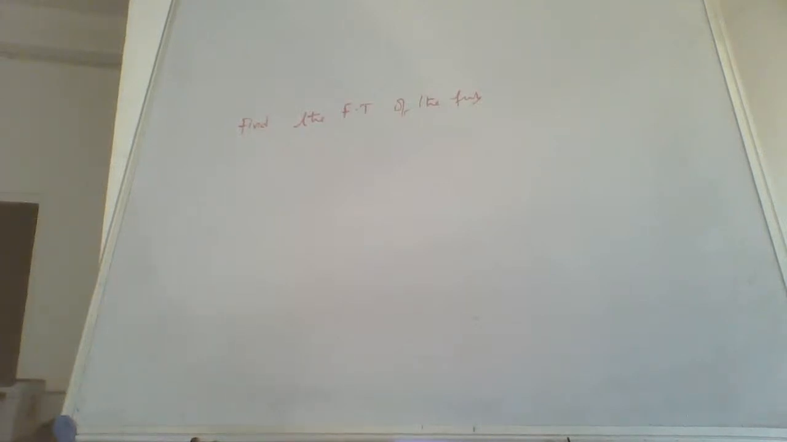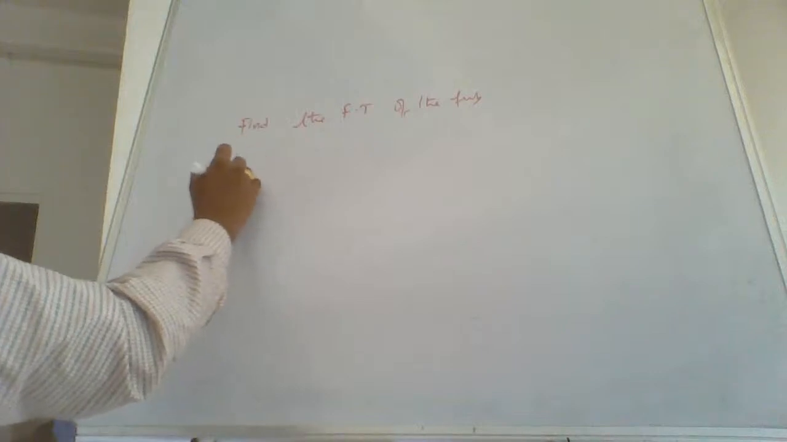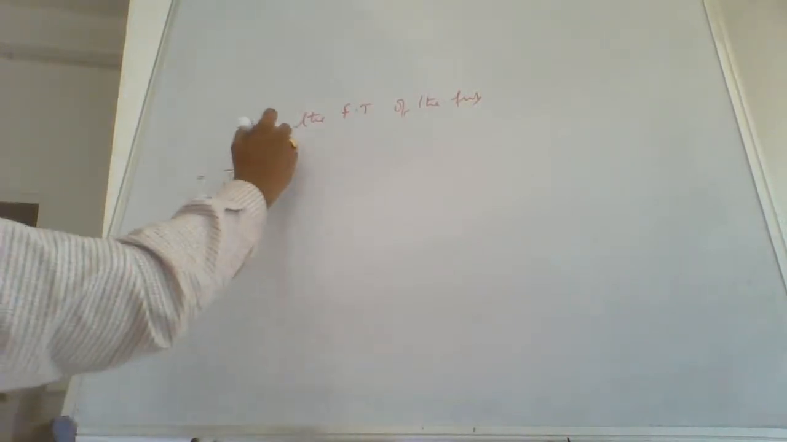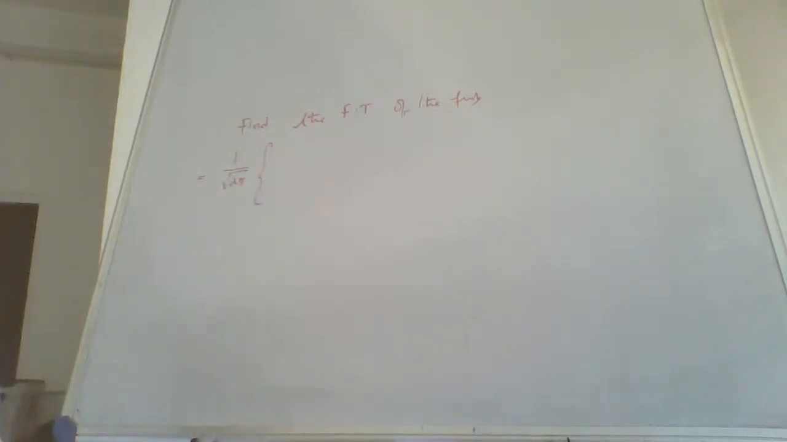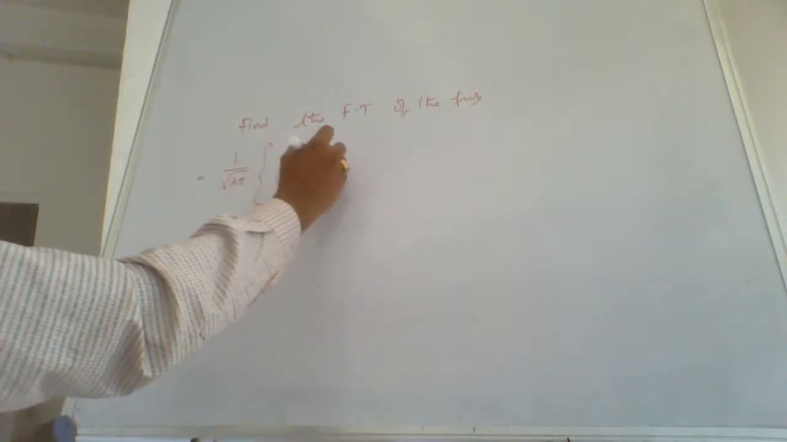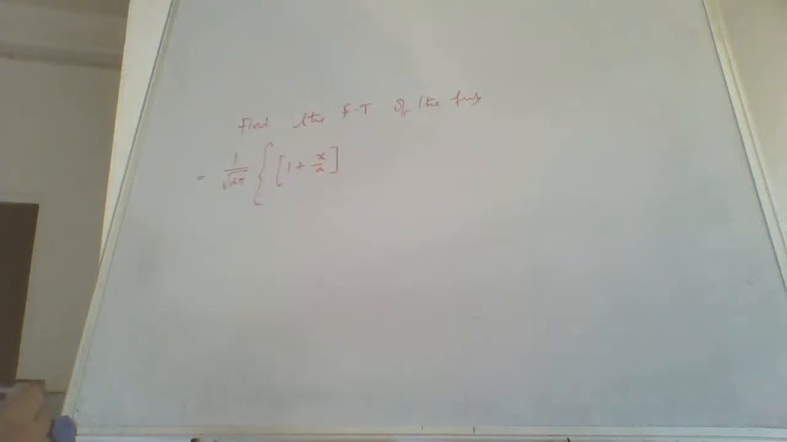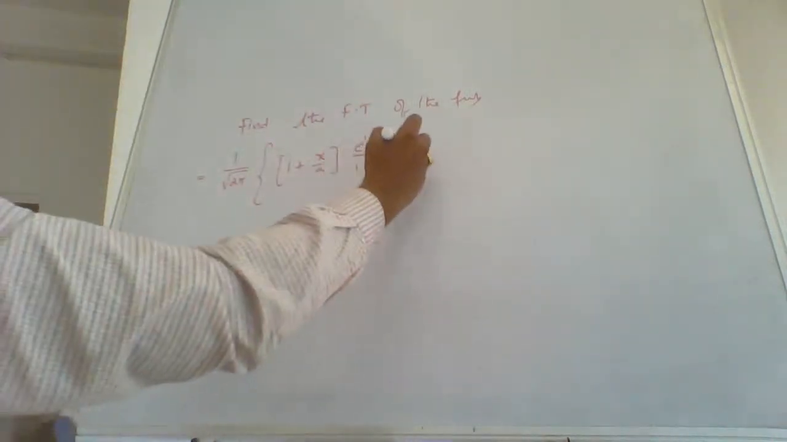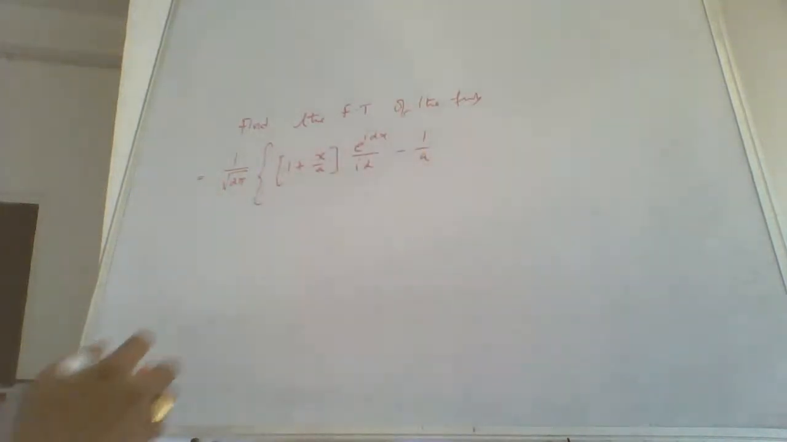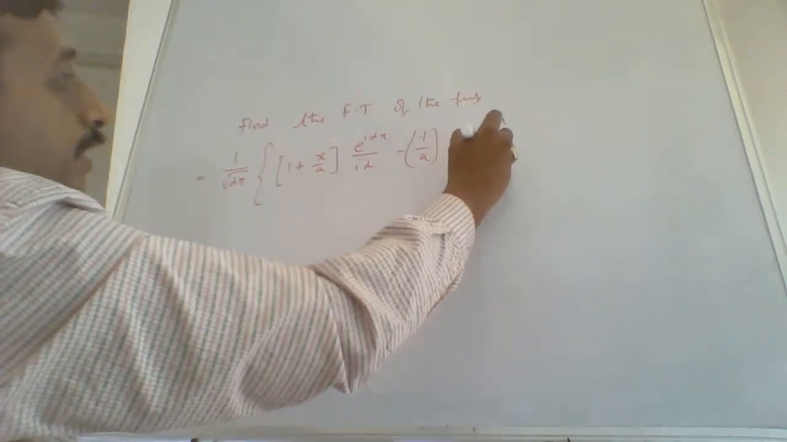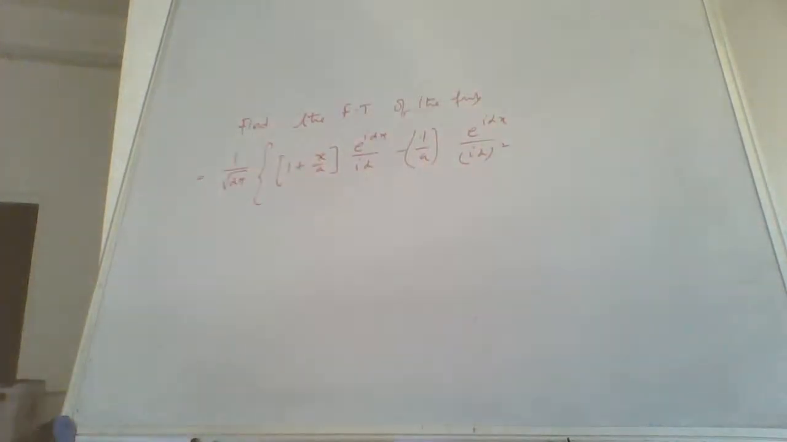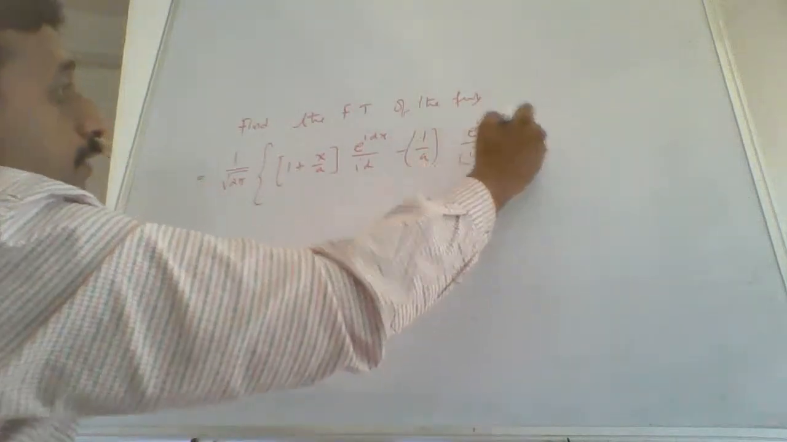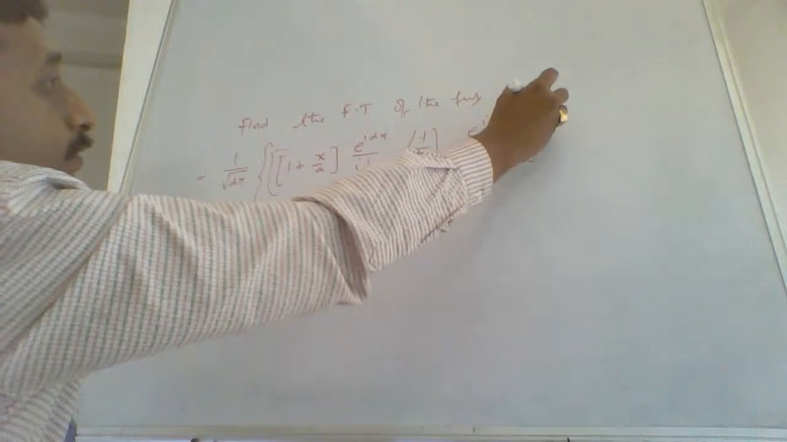Before that, let me try to integrate this completely. So I get 1 by square root of 2 pi. Within these curly braces, first term is 1 plus x by a, e to the power of i alpha x by i alpha, and minus 1 by a. Close the brackets. Now integrate twice, I get e to the power of i alpha x divided by i alpha whole square. And don't forget the limits, which is minus a to 0.